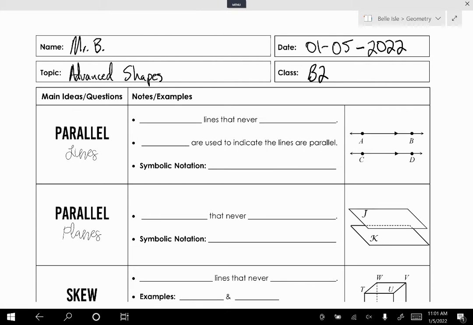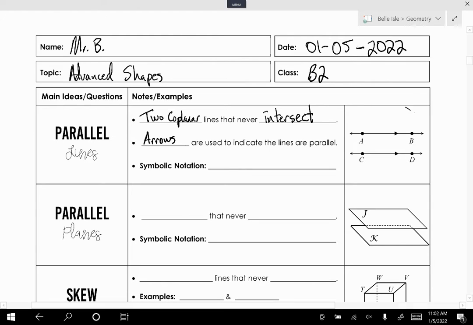Okay. So parallel lines are two coplanar lines that never do what? Yes, cross or intersect. Both are correct. We have arrows that are used typically to identify two lines that are parallel to each other.